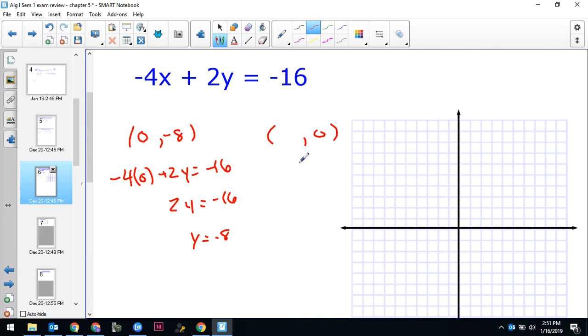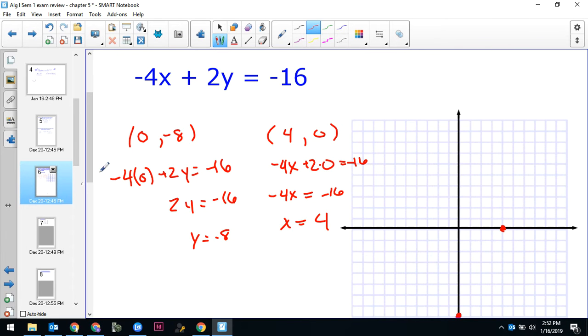Now, on the flip side of that, plug 0 in for y, we get negative 4x plus 2 times 0 is equal to negative 16. So we get negative 4x. Look, that's going to go away. 2 times 0 is just 0. Negative 16 divided by negative 4. X is positive 4. So 4 comma 0. Now, this is my y-intercept. Remember, y-intercept goes on the y-axis. 1, 2, 3, 4, 5, 6, 7, 8 down there. This is my x-intercept. 1, 2, 3, 4.